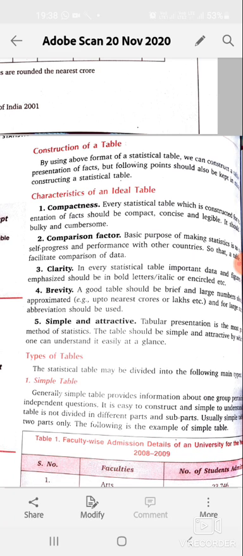Number two, comparison factor. The table especially is meant for comparison. The basic purpose of making statistics is to compare our progress and performance with other countries, or one sector to another sector, or one family to another family. So the table should help us compare different factors from one variable to another variable.